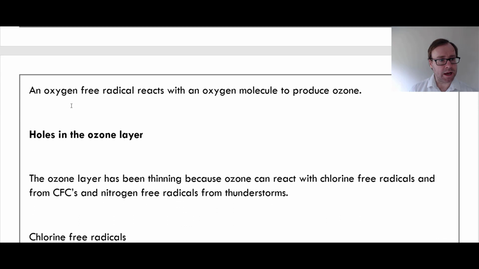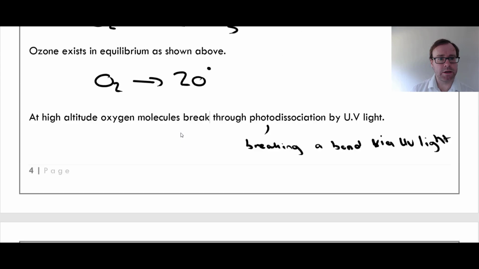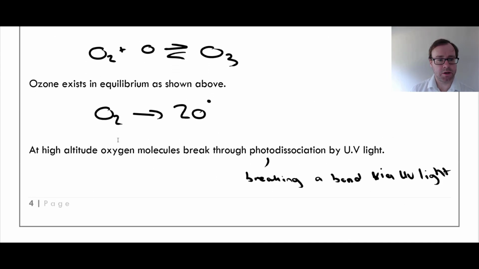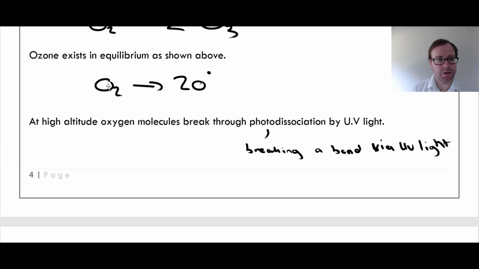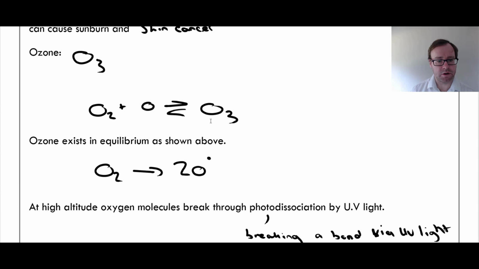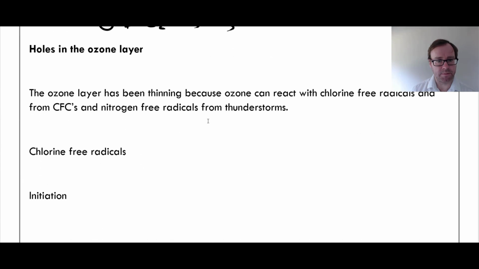Okay, and an oxygen free radical reacts with an oxygen molecule to produce ozone. So this is how our equilibrium is set up using these reactions. If I added them up, so O2 plus O goes to O3. Okay, so now actually the holes in the ozone layer are starting to heal, but it still is a problem.